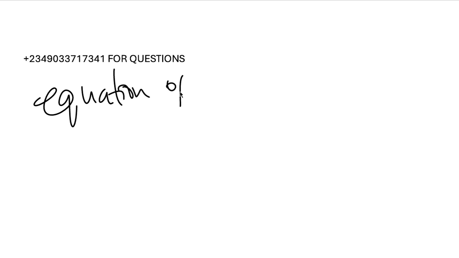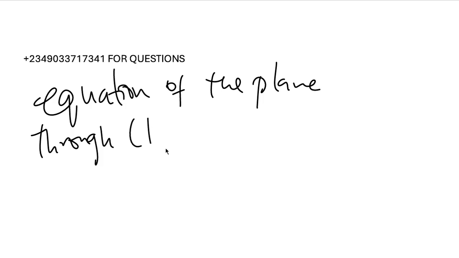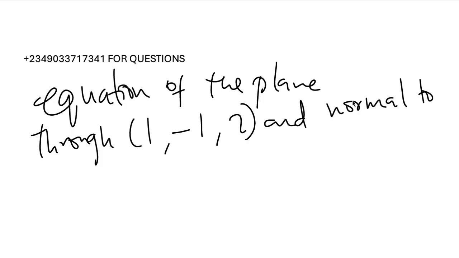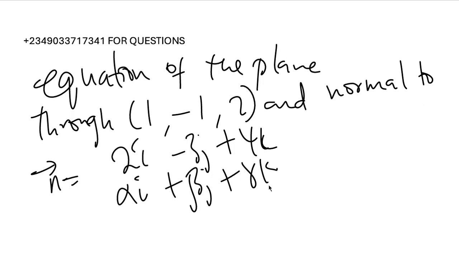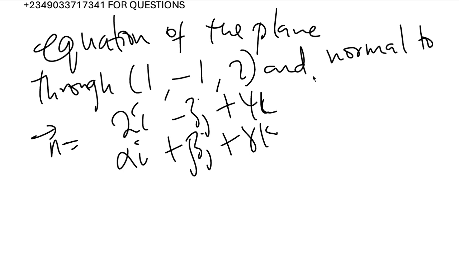Now this is another type of question you could see. There's a question I saw in the CA that said you are asked for the equation of the plane through 1, negative 1, 2, and normal to 2i minus 3j plus 4k. So if you have already been given the normal n vector, which corresponds to alpha i plus beta j plus gamma k, all you simply need to do is use the point you have been given on that plane, which is also normal to it.